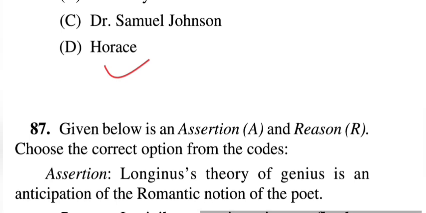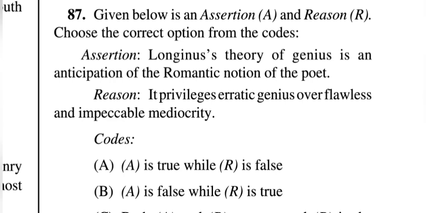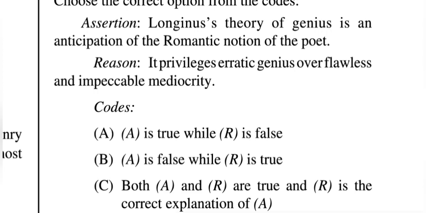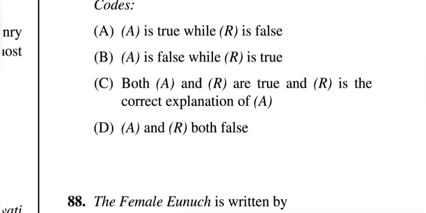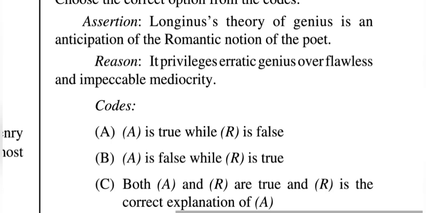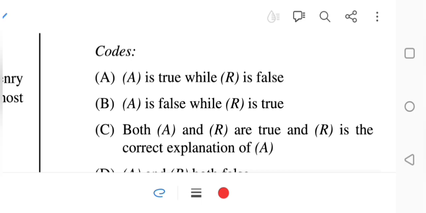87, given below is an assertion, A in the bracket, and reason, R in the bracket. Choose the correct option from the codes. Assertion is saying, Longinus' theory of genius is an anticipation of the romantic notion of the poet. Reason, it privileges erratic genius over flawless and impeccable mediocrity. Codes are, A is true while R is false. A is false while R is true. Both A and R are true and R is the correct explanation of A. A and R are both false. What do you say? What is the correct answer of 87? Correct answer of 87 is C. Both A and R are true, and R is the correct explanation of A.